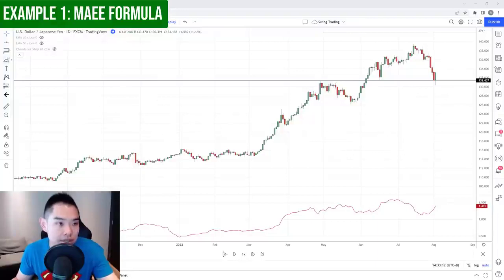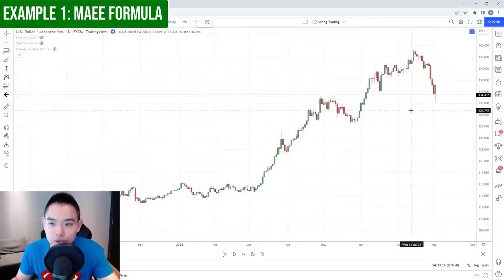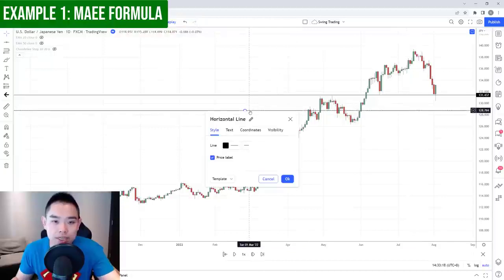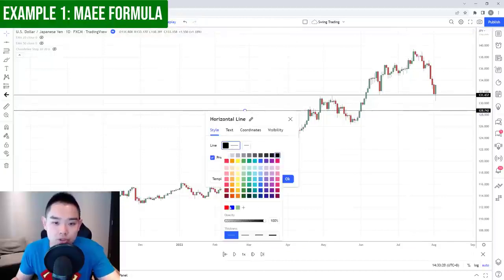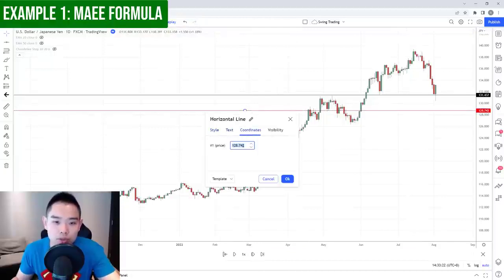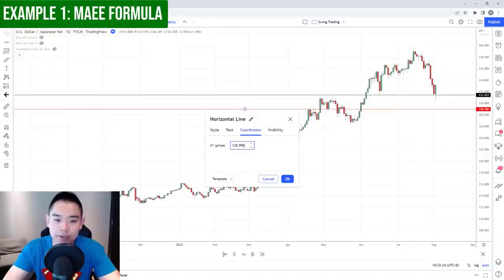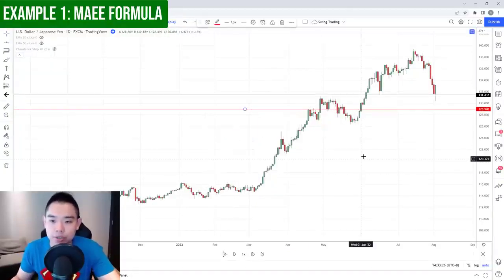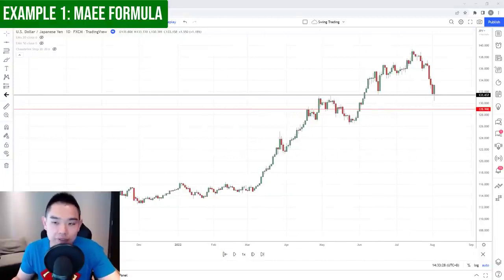So if I were to do that, let's say my stop loss, I'm just going to put it over here. Let's put this line to, let's say, red color to represent the stop loss, and let's say it's at 128.99. Click OK. So at this point, you can see that this level here is your stop loss.